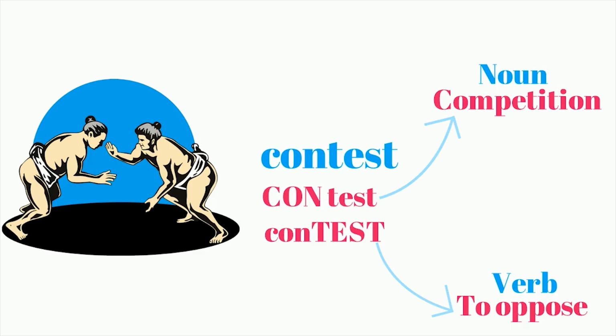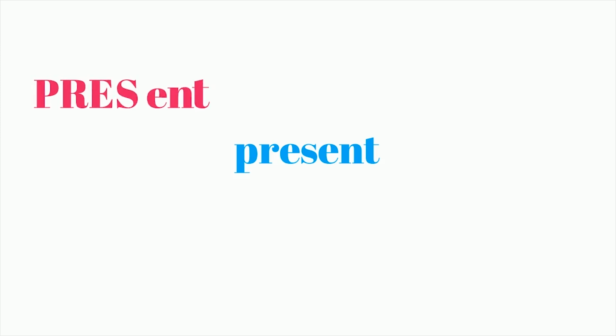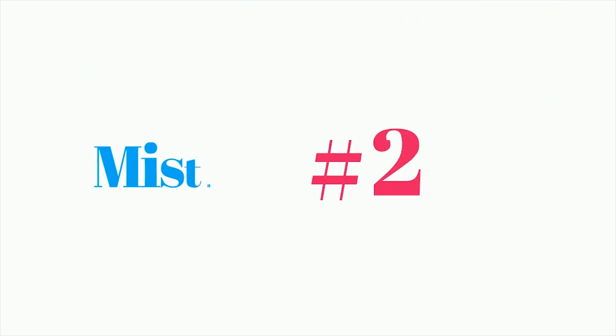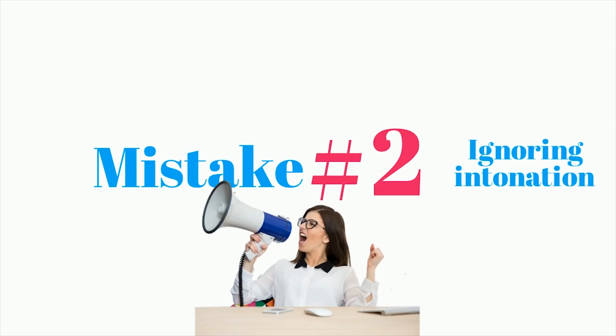Let's look at another example. The word present has 2 syllables that can be broken up and stressed differently. A present is a noun meaning a gift. Present. To present is a verb that means to introduce. Present. Number 2. The second mistake that English learners make is ignoring intonation.